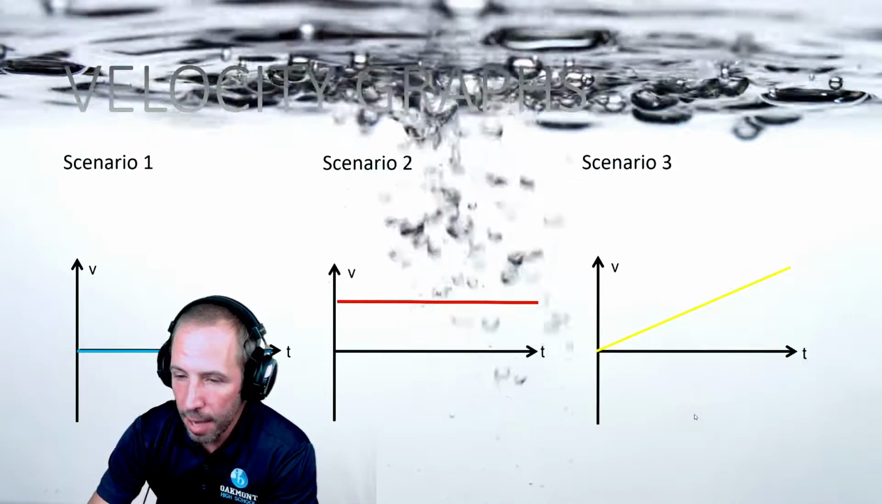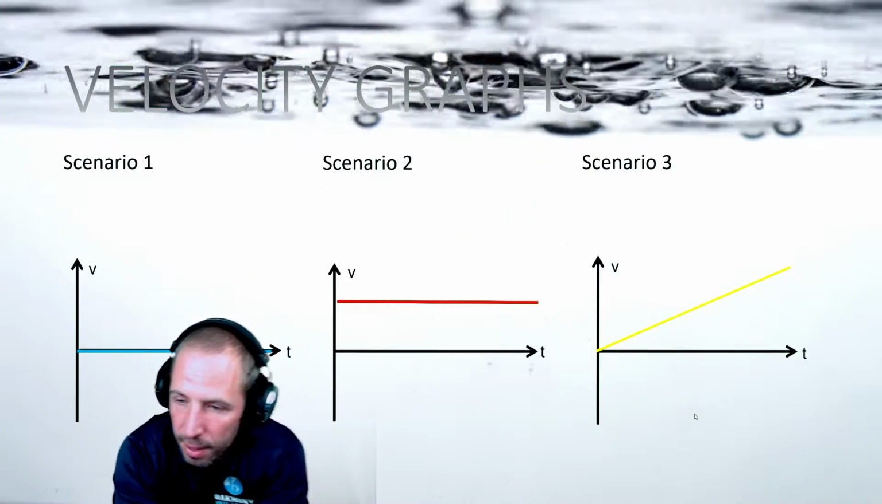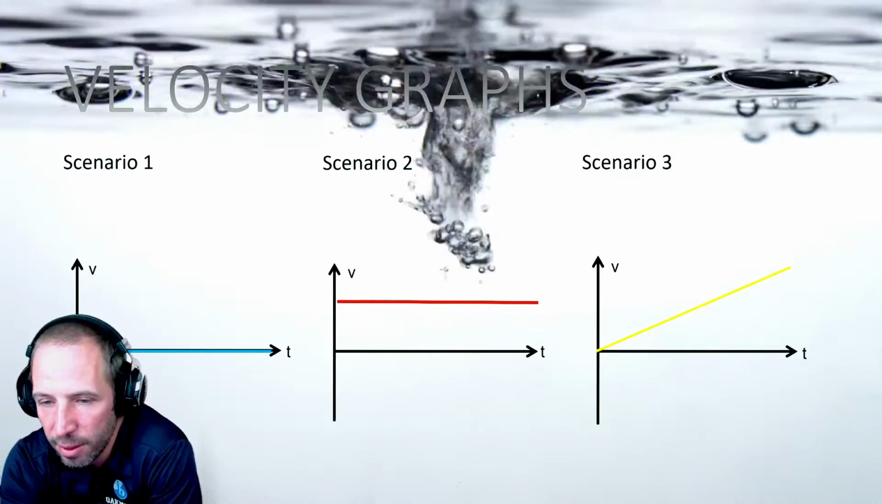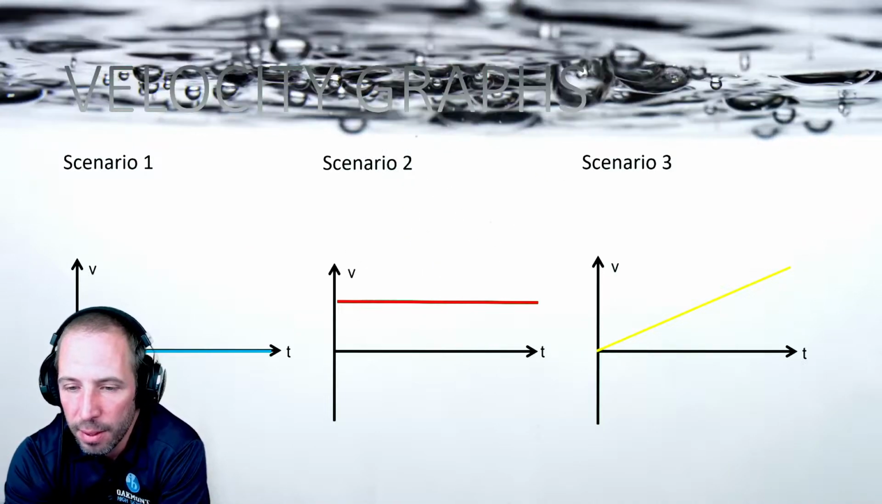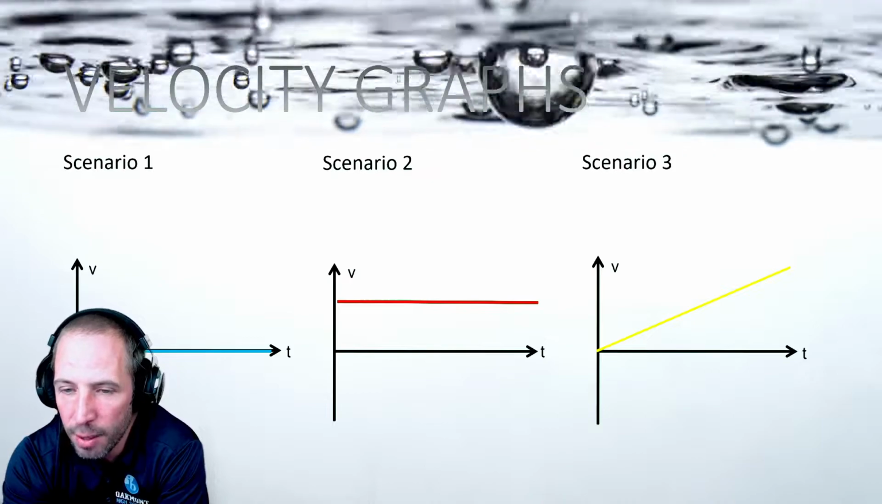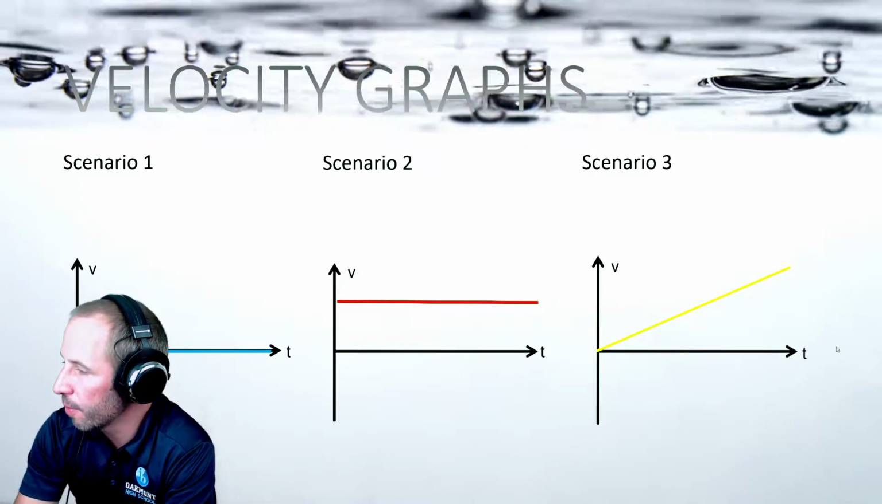Okay, now we're going to look at some velocity graphs. In the first graph, where my head is right in the way, the value of the velocity is 0. Is the object moving? No, it's got no speed. It is not a moving scenario.